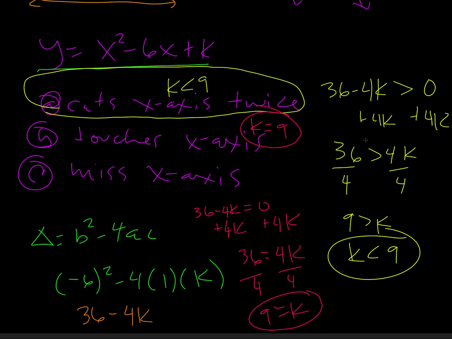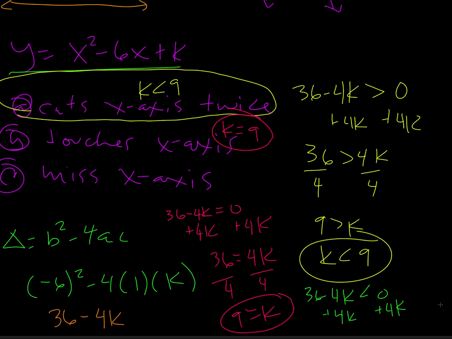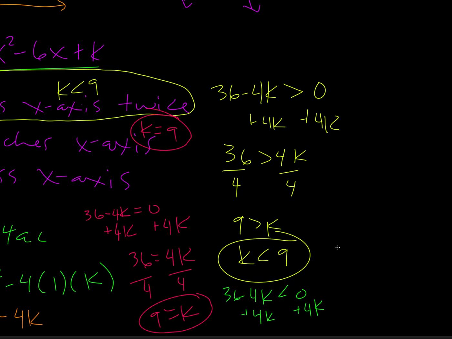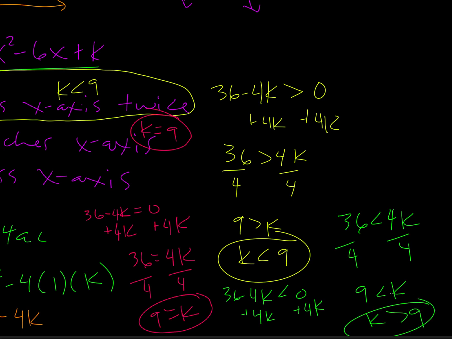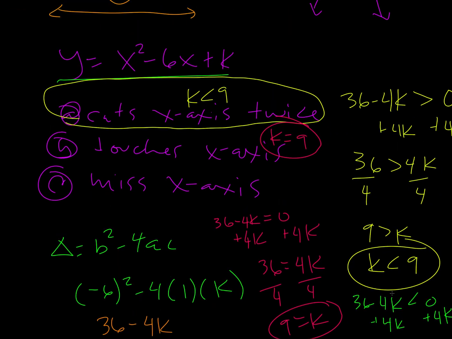I'm still going to go through the algebra, but hopefully you're starting to notice what's going on. So 36 minus 4k is less than 0. Add 4k, add 4k. Move over here. And so we get 36 is less than 4k. Divide by 4, divide by 4. And so 9 is less than k, or k is greater than 9. And so for it to not touch, k is greater than 9.